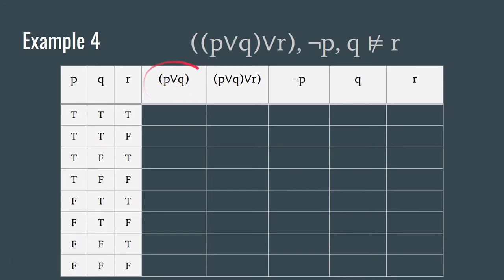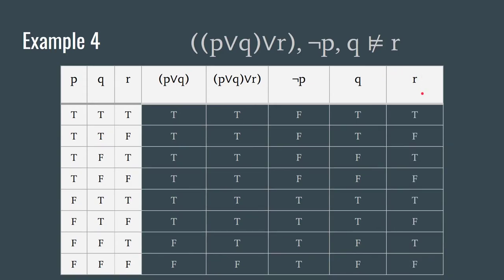Now we apply the truth table for the disjunction. We know how that's going to work. Now we've got another disjunction truth table applied to P or Q and then to R. We know how that's going to work. We've got a negation of P, so we're going to flip the truth values for P. Then we're going to just copy the truth values for Q and R over here. So we've got our premises and our conclusion nicely lined up.